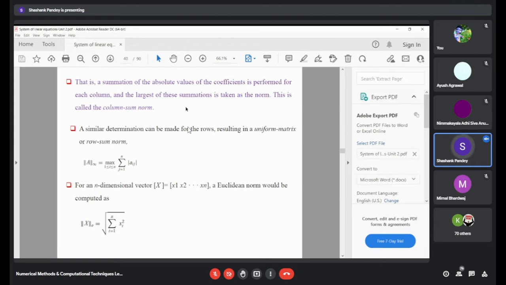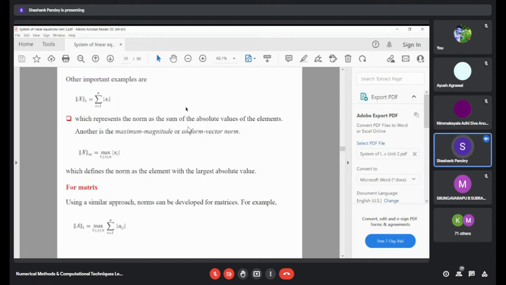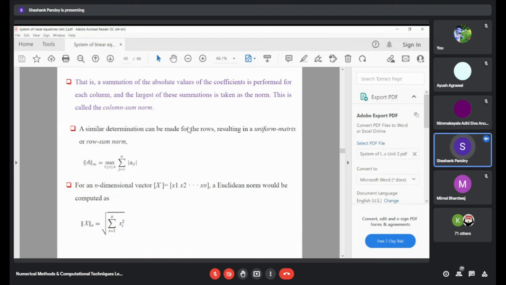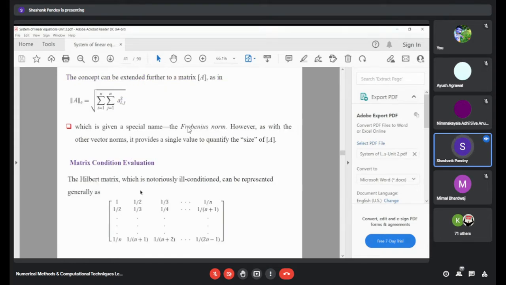If we perform the same exercise on the rows of a matrix, that is, we take absolute values of each row, add up, and take the highest value, we call it the row sum norm. One thing to notice is that it is given by this double line, and we place a subscript of 1. This is called the column sum norm, and when it is replaced by subscript infinity, we call it the row sum norm. So let us quickly solve one problem.